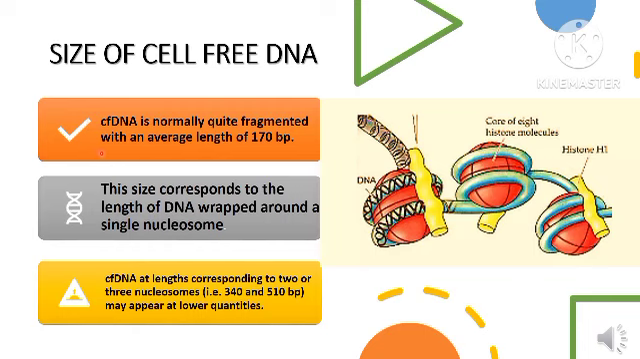So the size of cell-free DNA normally ranges from 170 to multiples of 170, because the nucleosome along with the linker DNA measures roughly around 170 base pairs. However, the quantity of lengths corresponding to 2 or 3 nucleosomes will be very less in our plasma. So most of the cell-free DNA will be around 170 base pairs.